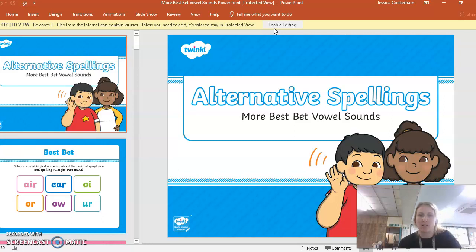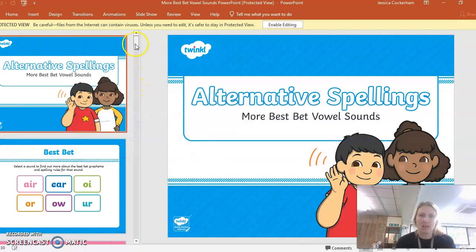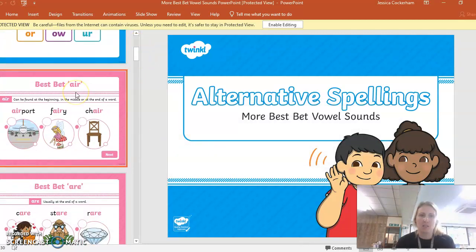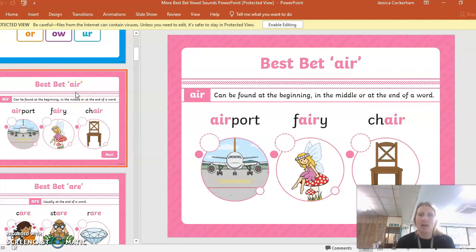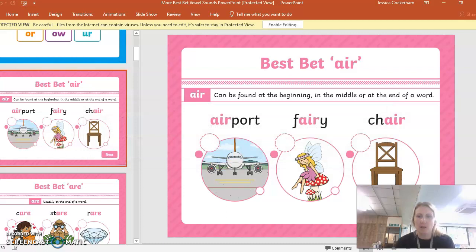So I promised you a phonics lesson for this afternoon. So this is what we are going to do. We are going to have a look at the alternative spelling here for air. Let's have a look at the air sound. Airport. Airy, ferry. Air, chair.